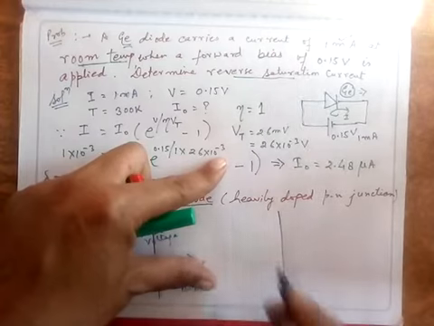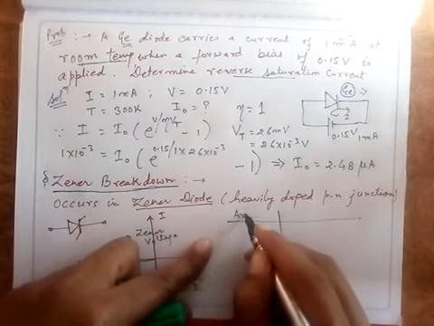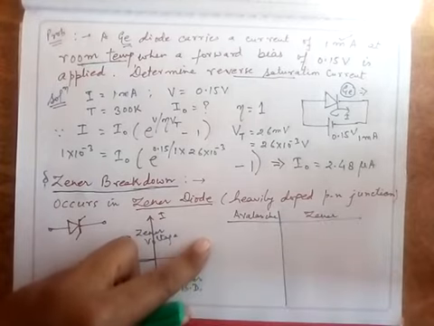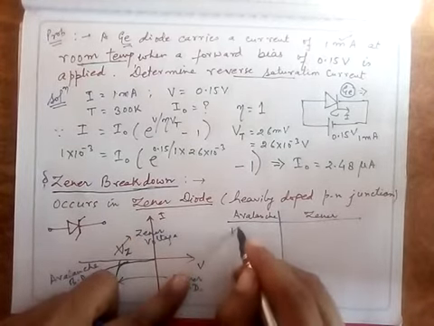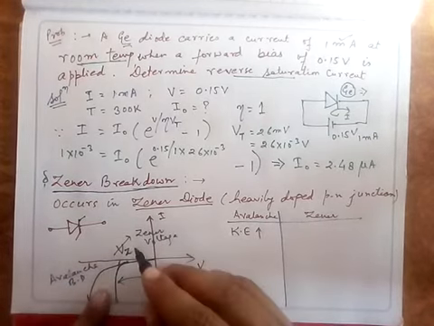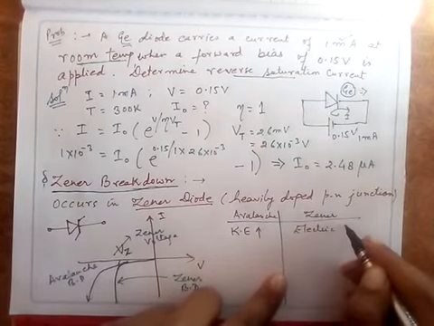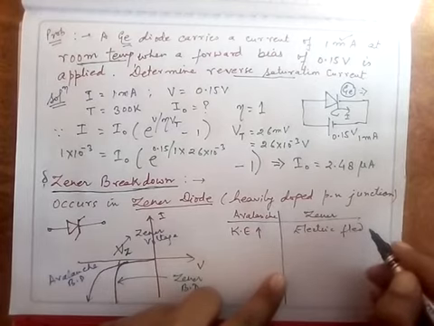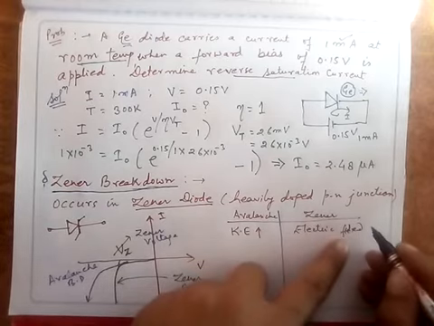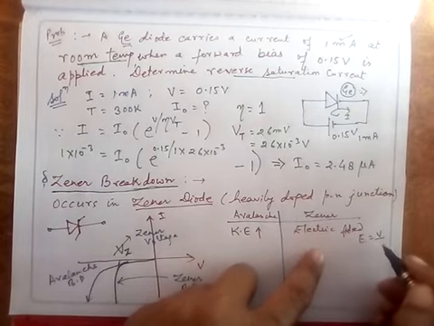If I say what is the basic difference between avalanche breakdown and Zener breakdown: avalanche breakdown is due to increase of kinetic energy of the charged particles. On the other hand, this is due to applied electric field, high electric field. Why? This is V by L, because electric field E is V by L. I hope that this is clear to you. This length is very less.